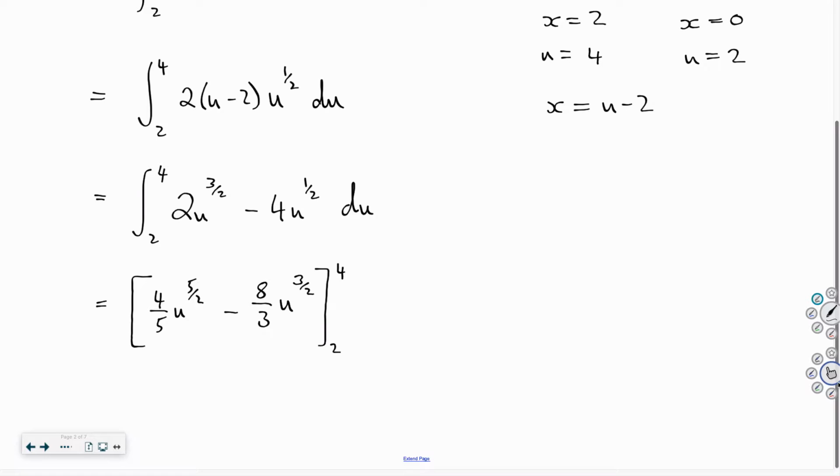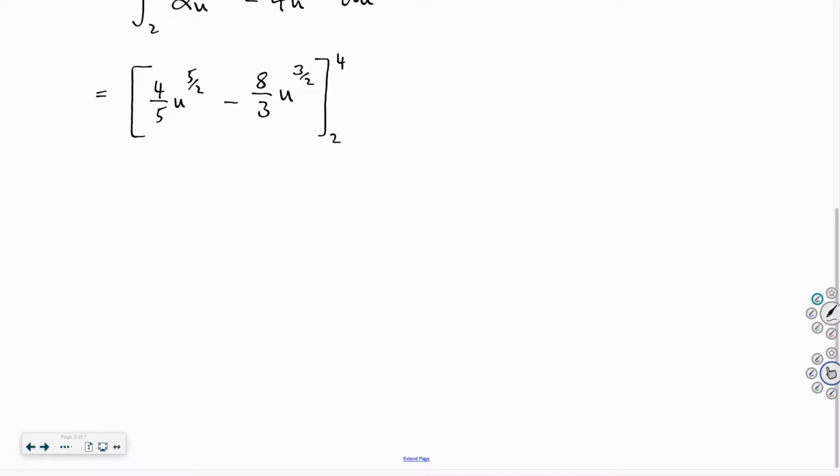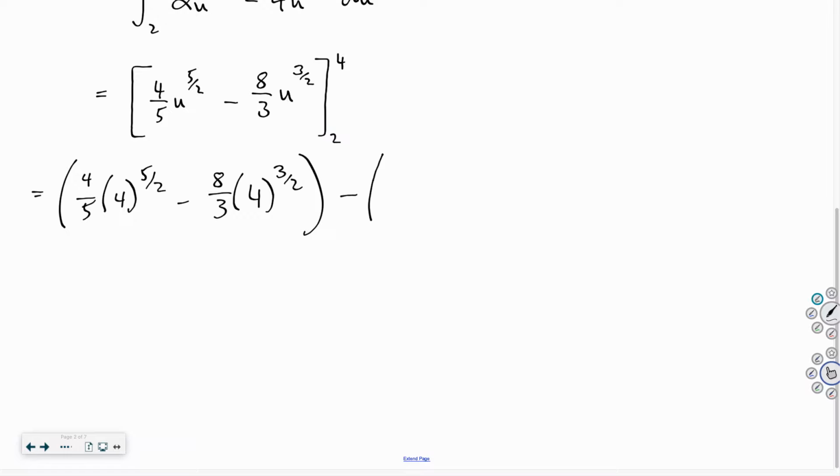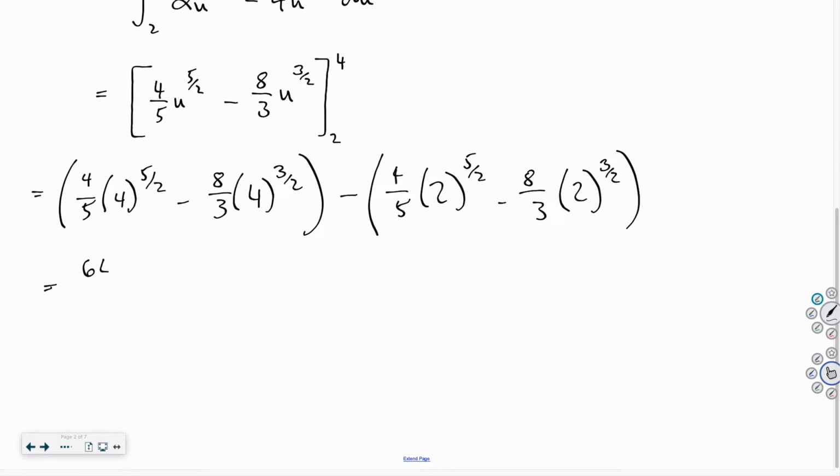Now we're going to put those limits into our u values. So we're going to get 4 over 5 times 4 to the 5 over 2, minus 8 over 3 times 4 to the 3 over 2. Now putting our lower limit in, 4 over 5 times 2 to the 5 over 2, minus 8 over 3 times 2 to the 3 over 2. And when you put that in your calculator, you actually get 64 plus 32 root 2 divided by 15.